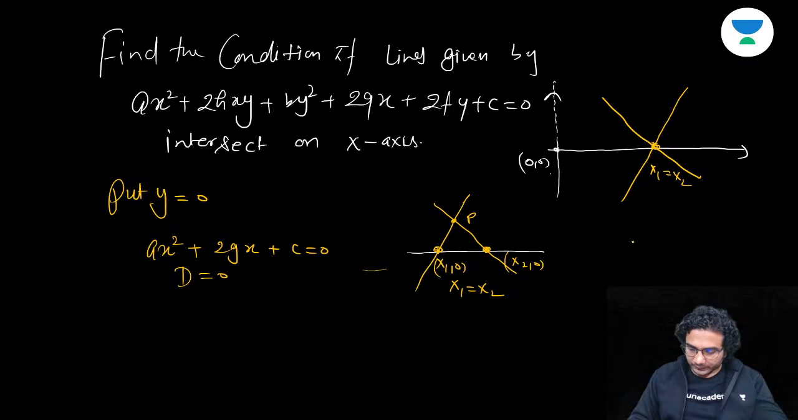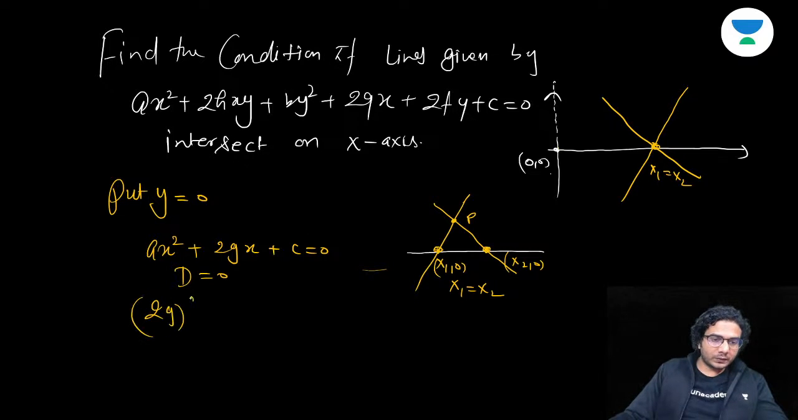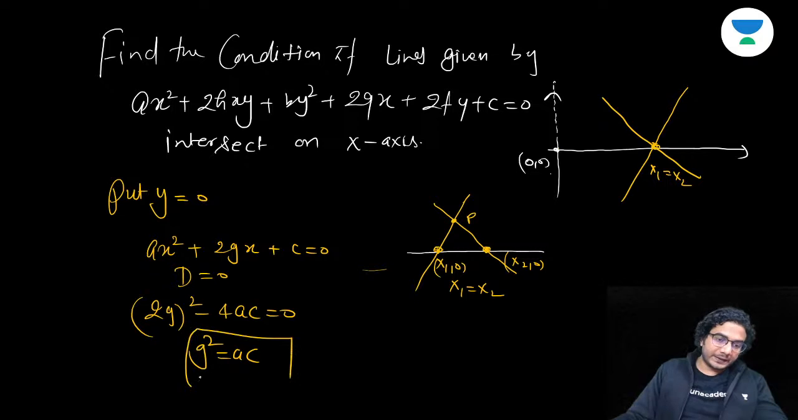Upper you wrote result. Where upper? I can't see your result. Jia, can you see that? So if you put discriminant, 2g the whole square minus 4ac is equal to 0, so you'll get this g square is equal to ac. All right. This is the result which you have written in the previous question.